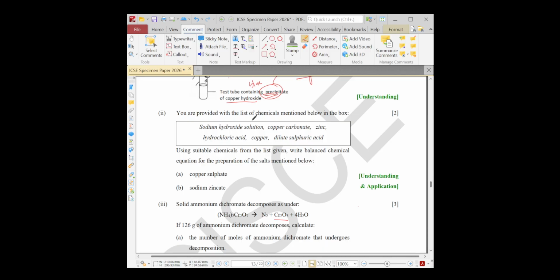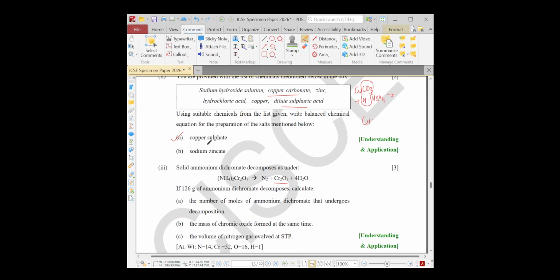Here it says this is the list of the chemicals. Using these chemicals only you have to prepare these salts. The first one is copper sulfate. Now to prepare copper sulfate, you can use copper carbonate and sulfuric acid. So what will you get? CuCO3 plus H2SO4. You will get copper sulfate, CuSO4.